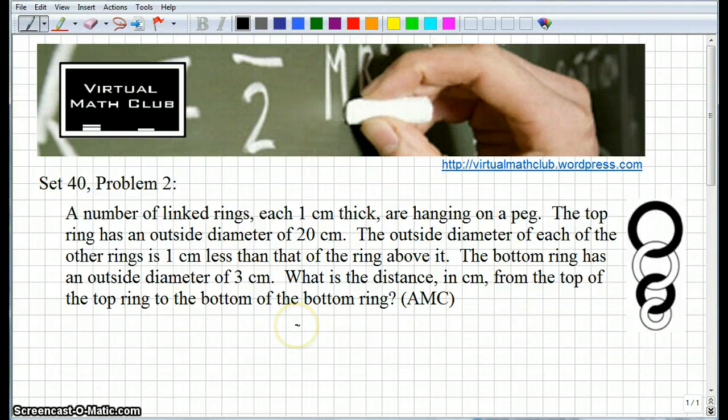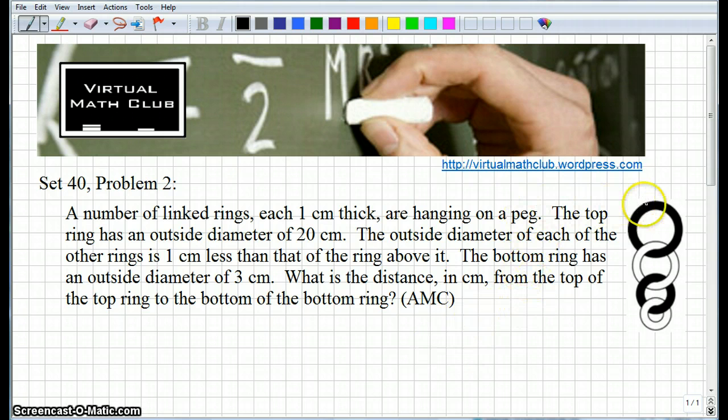Alright, in problem number 2, we have a number of linked rings that are each 1 centimeter thick. They're hanging from a peg, and the top ring has an outside diameter of 20 centimeters. The outside diameter of each of the other rings is 1 centimeter less than the ring above it. The bottom ring has an outside diameter of 3 centimeters. Okay, so we have 20, 19, 18, 17, all the way down to 3. What is the distance in centimeters from the top of the top ring to the bottom of the bottom ring?